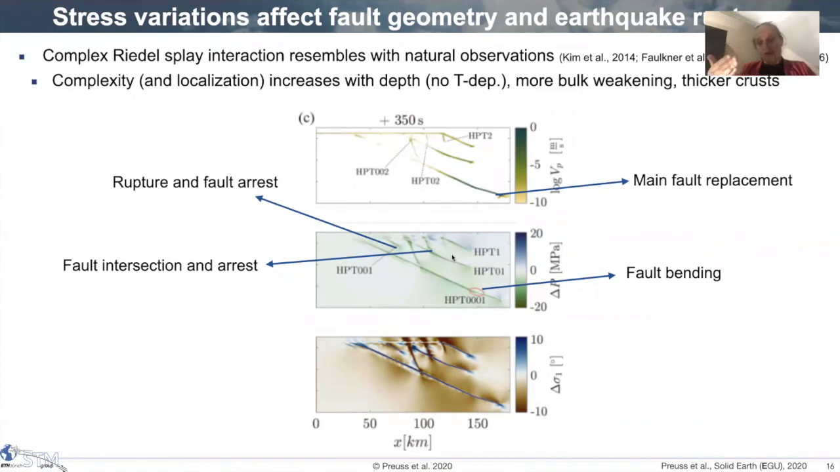And if you go to more aseismic deformation in between, you can also see fault bands here. So in this particular setup, we also see that basically this main splay fault replaces the main fault of the model here because it's more optimally oriented.